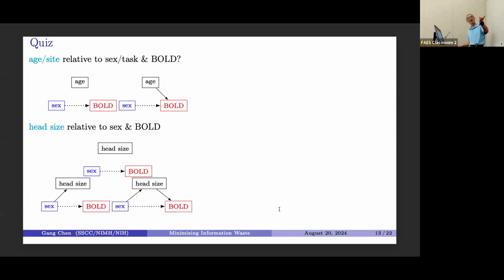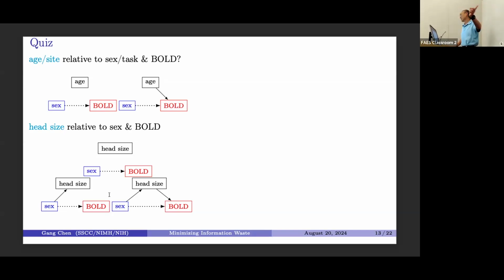There are 2 possibilities. We already know that males and females on average, not at the individual level, differ: males usually have a bigger head size. That's just a fact. So it's a child of the predictor. Do we know head size influences the response? Maybe, maybe not. We don't know. Either way, we have those 2 cases.